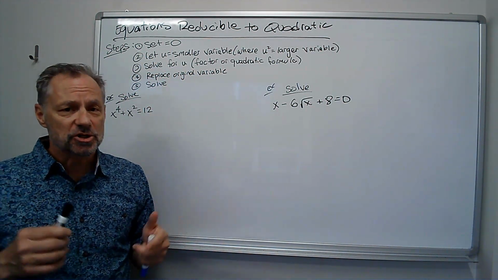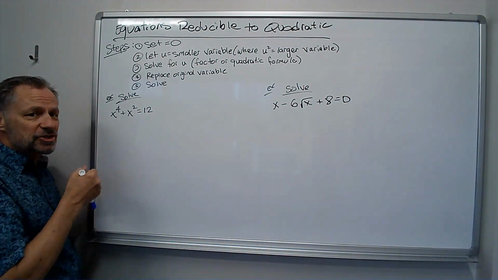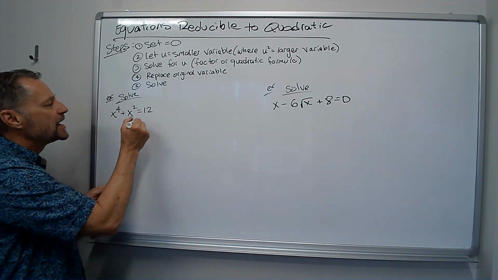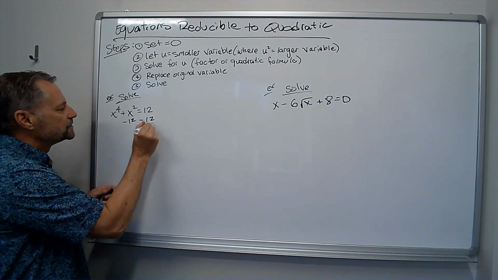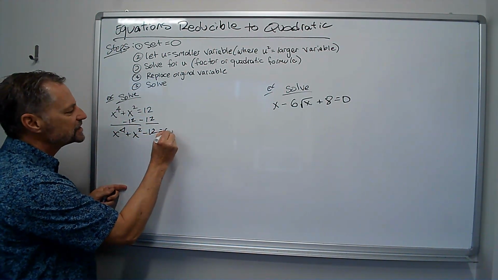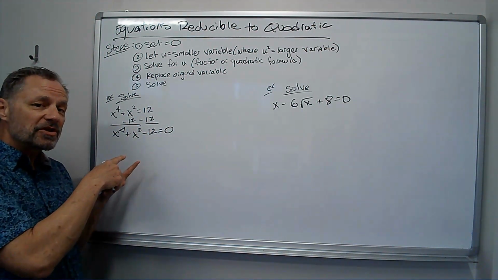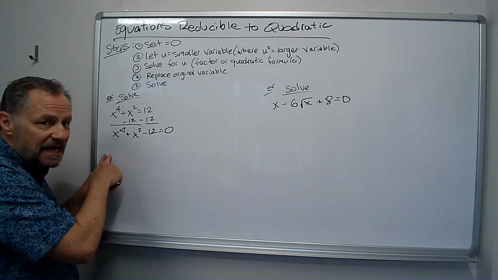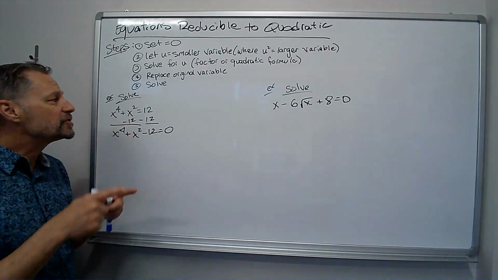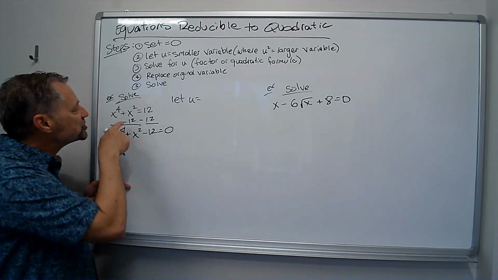Okay, so let me show you what I mean. Got a couple examples here. This doesn't look nice to us. I don't know how to solve x to the fourth. I'm going to set it equal to 0. x to the fourth plus x squared minus 12 equals 0. Now, this sometimes, and this is one of those cases, you can factor this into x squared plus something and x squared minus something, and it's going to work out. But to show you this method, we're going to use this u-substitution.